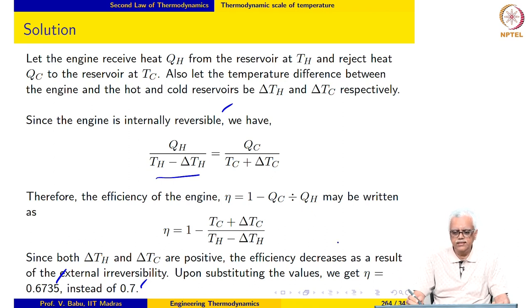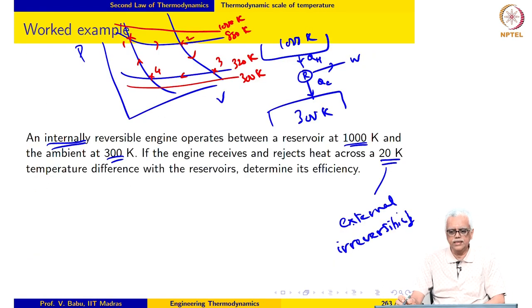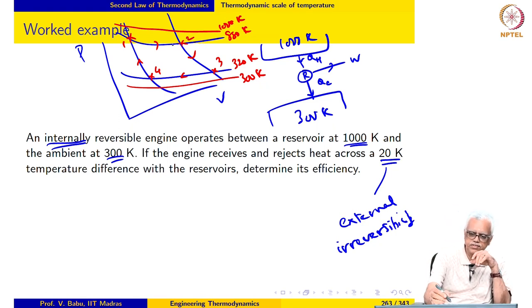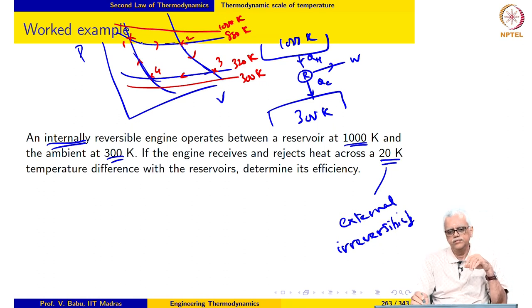So, you can see that external irreversibility caused by heat transfer over a temperature difference can be accounted for in the expressions that we have derived. All these things are still very useful. What is important is to recognize the internal irreversibility and external irreversibility. An engine can be internally reversible and operate like this, what we have just said, but it may still have external irreversibility. So, we can still do a meaningful analysis and calculate values for efficiencies and other things.